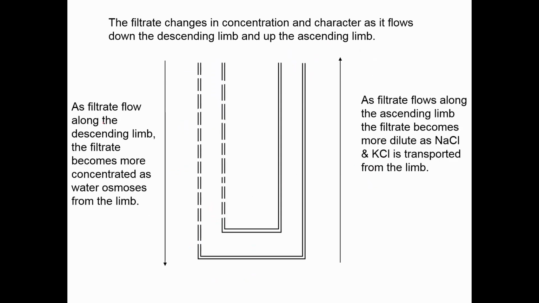So as the filtrate flows along the descending limb, it becomes more and more concentrated as you remove the water. Then as you flow up the ascending limb, it becomes more and more dilute as you remove the electrolytes and leave the water behind. So you came in at about 300, you're 1200 maximally at the tip of the loop of Henle, and then when you leave you're about 100. So you actually overcompensate or become hypoosmotic.